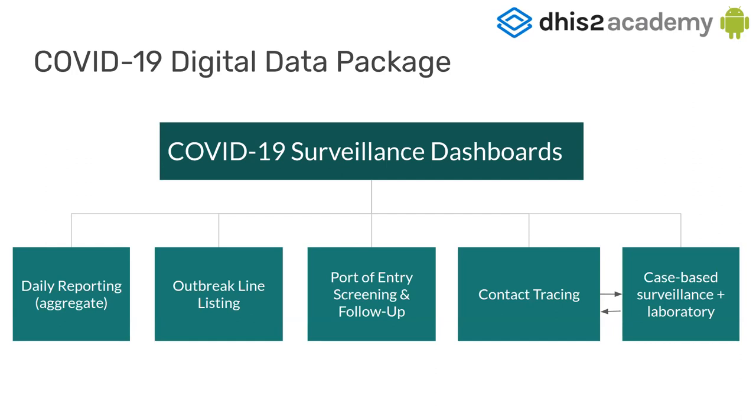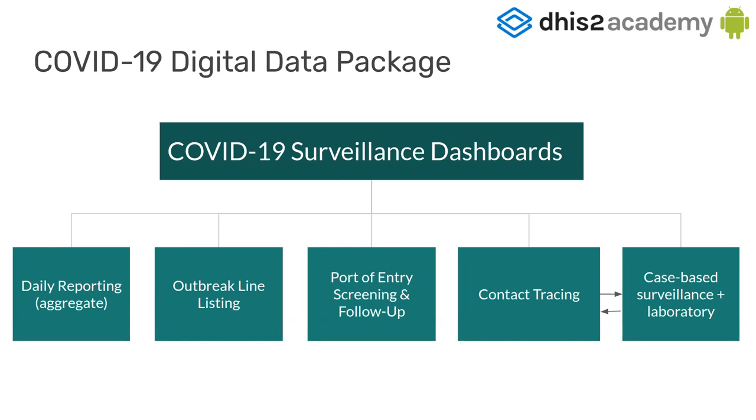We have an outbreak line listing. So this is an event model. This is generally optimized for when you want to get more granular detail of your cases, but maybe your cases are growing so fast that the case-based data entry is just not possible. So it's a little bit of an in-between model. There's the port of entry screening and follow-up, which was widely adopted, a really interesting use case.